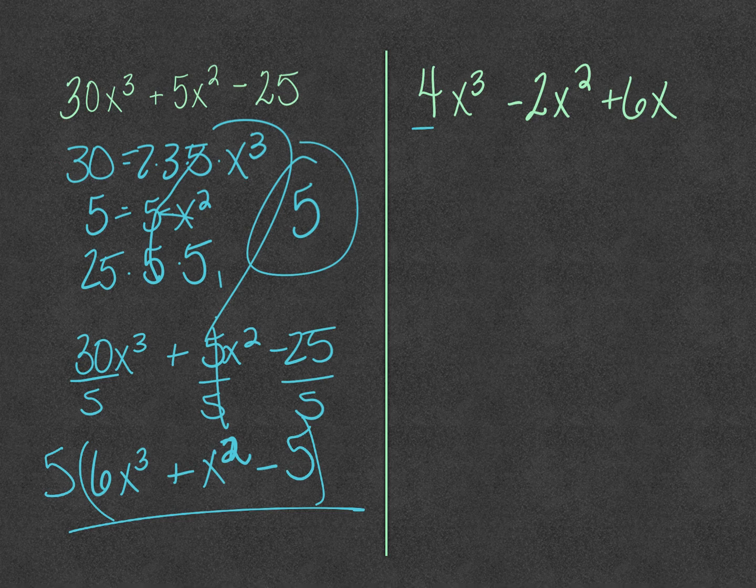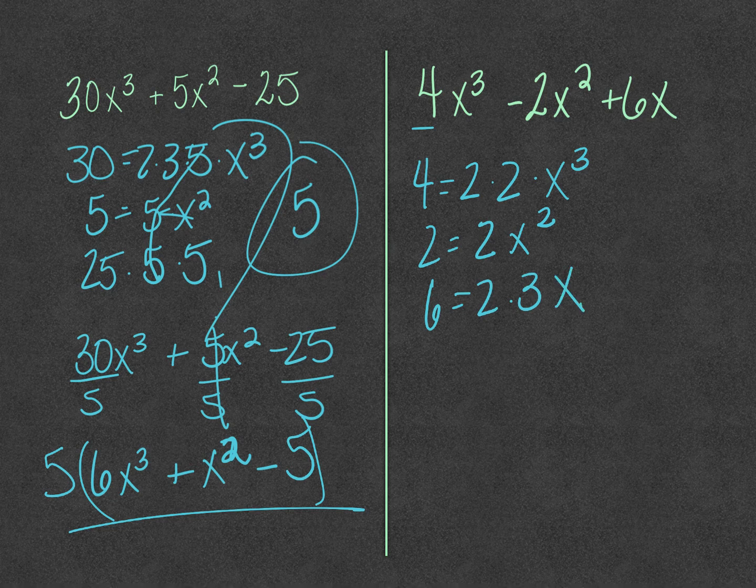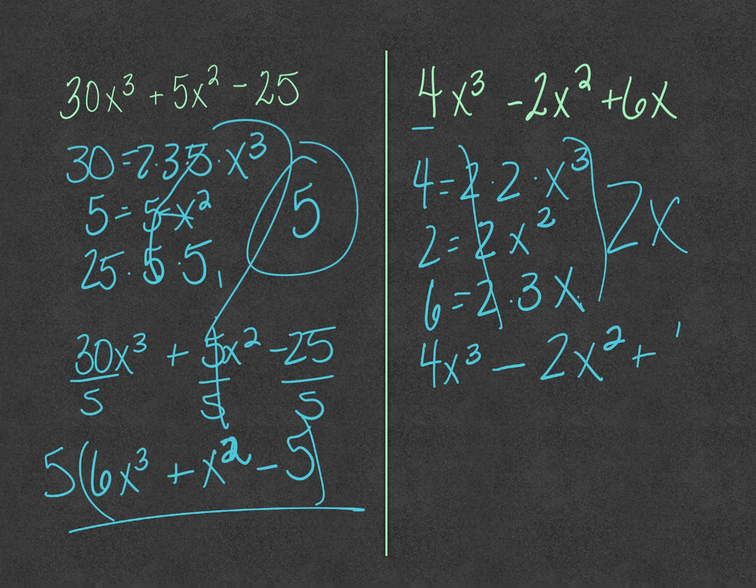So we're going to find our GCF, which here 4x to the third equals 2 times 2 times x to the third. 2x squared simply is 2x squared. 6x is 2 times 3x. We have one set of 2's in common. And we have x to the third, x squared, and x. So it's just going to be simply 2x. Now we're going to do our division, which is 4x to the third minus 2x squared plus 6x. And I'm going to divide by 2x.